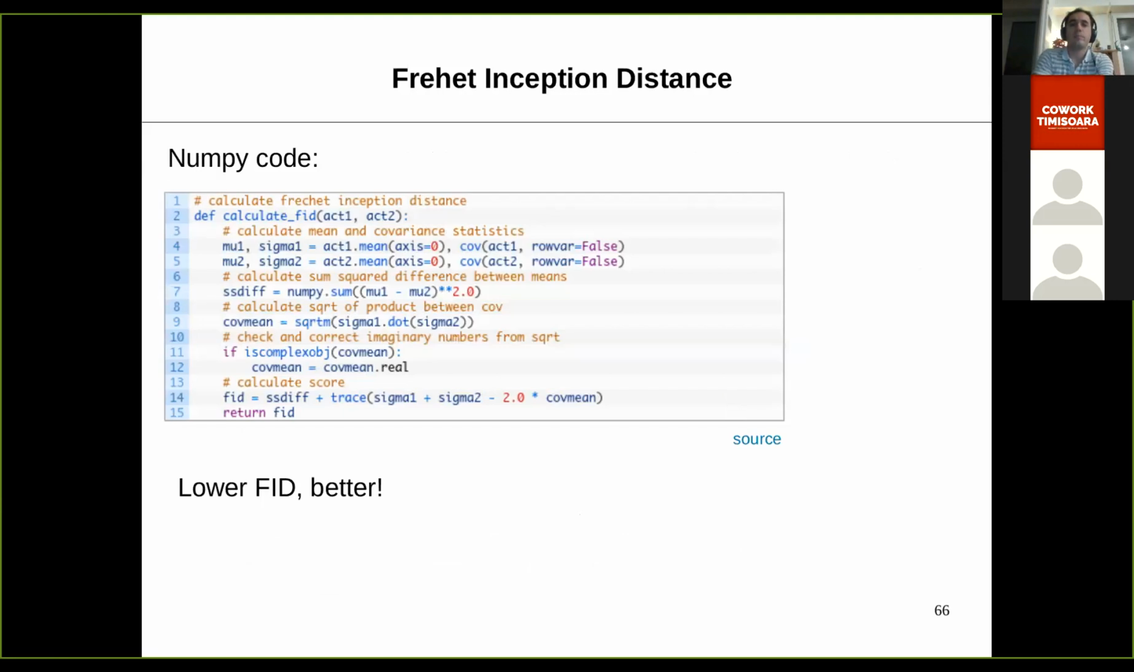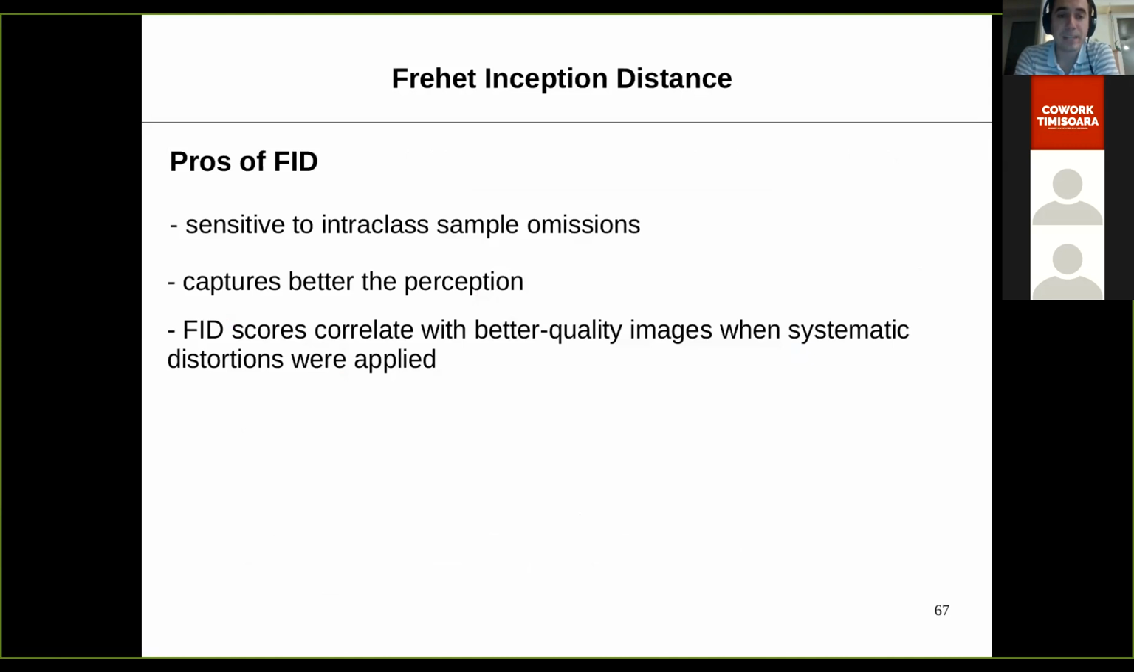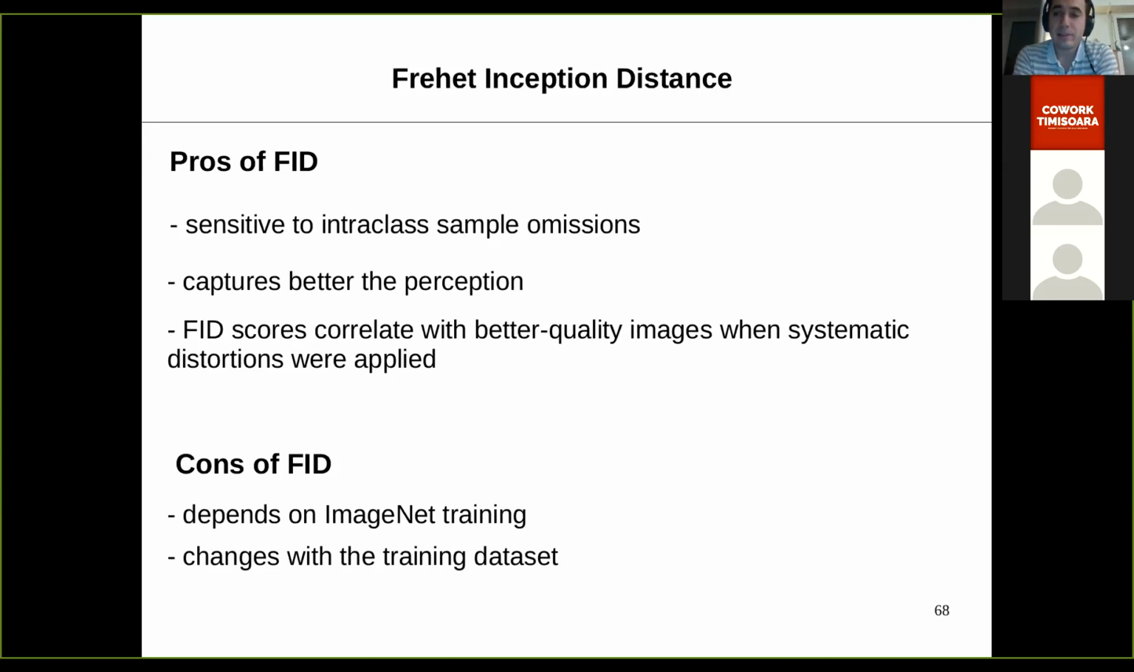And here I added some NumPy code. I gave the source here, how to compute this FID. And you see it's not a big thing to do. Unfortunately, there are also some problems with this method, but it is better than the Inception Score because it apparently captures better the perception of human annotators. But it depends again on the ImageNet training, and it changes with the training data set.